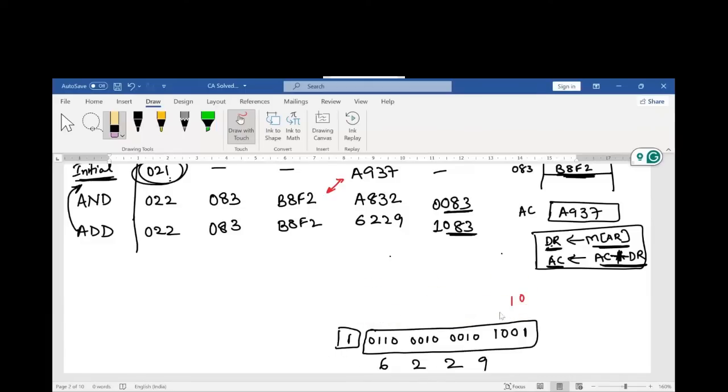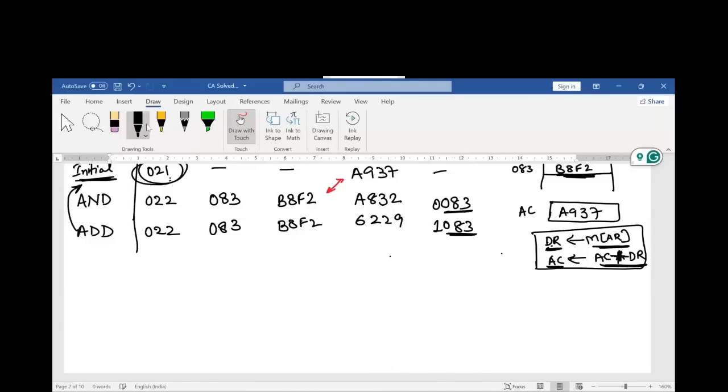So what is the next instruction? Load and store. Okay. So first let us write about load, LDA. What would be its code? 2083. When a load instruction is there, that instruction is fetched in IR. It would be 2083. Again, this is known to us. The last three digits are written in AR. PC would become 022.